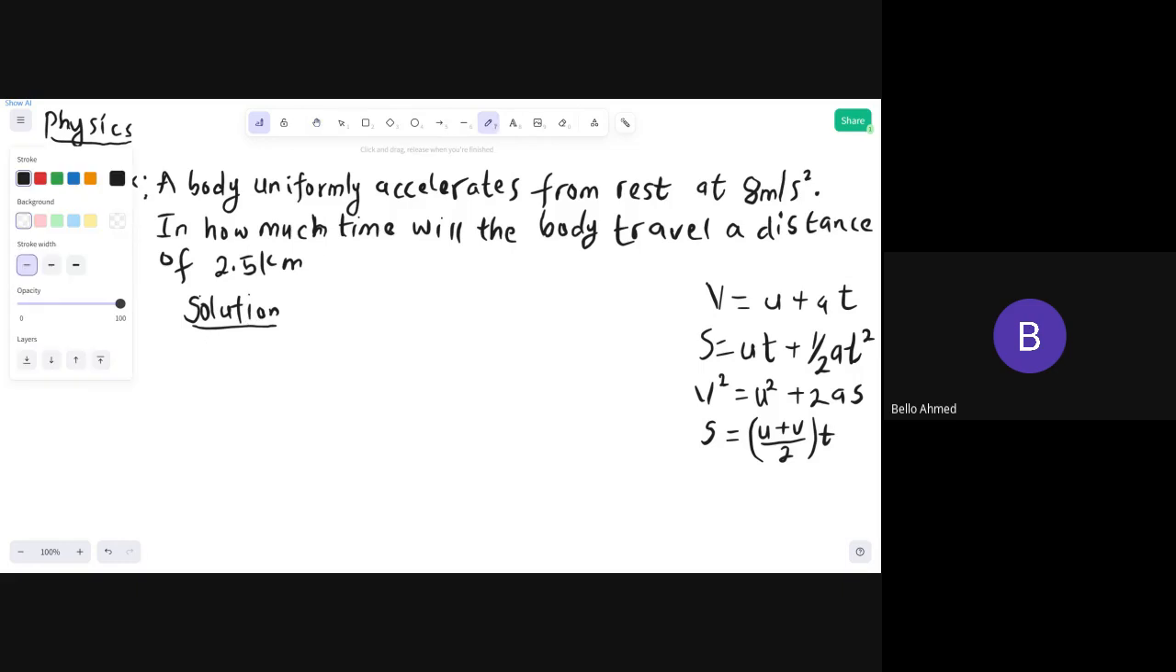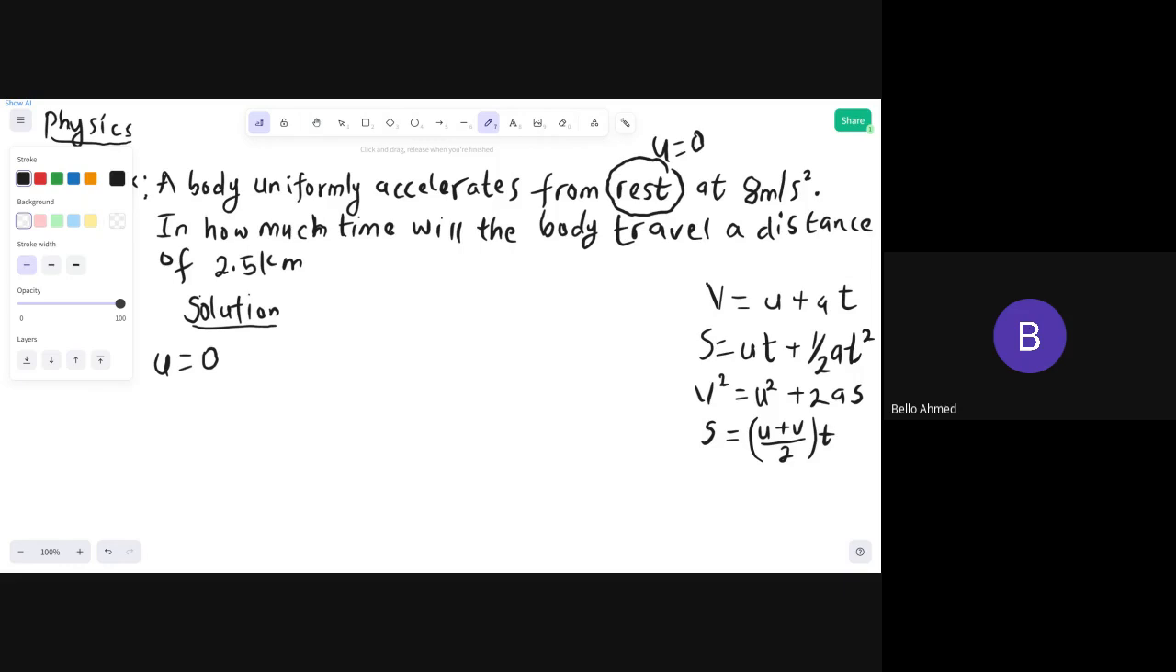Remember, the question says a body uniformly accelerates from rest. Whenever a body accelerates from rest, something is going to be zero, and that is the initial velocity. This means u equals 0. So you come down and say u equals 0. Why? Because the body is starting from rest, so the body was not moving initially. So the initial velocity is equal to 0.